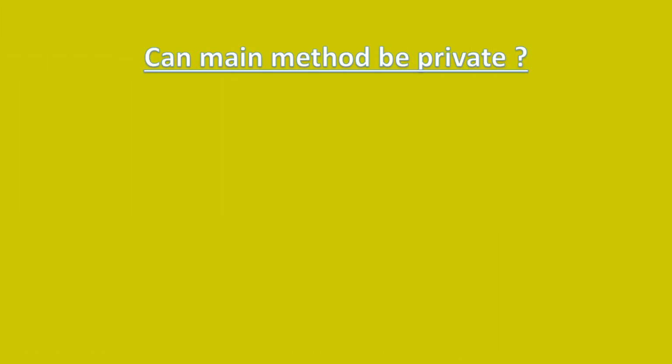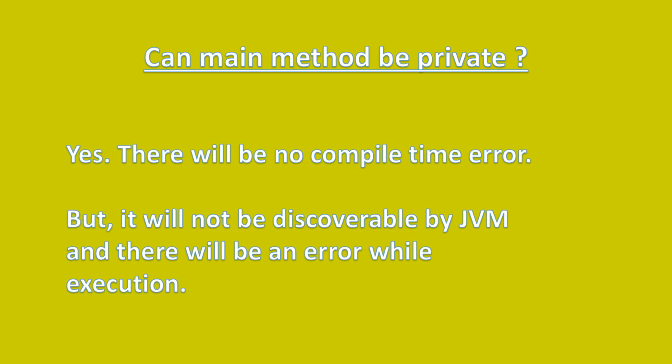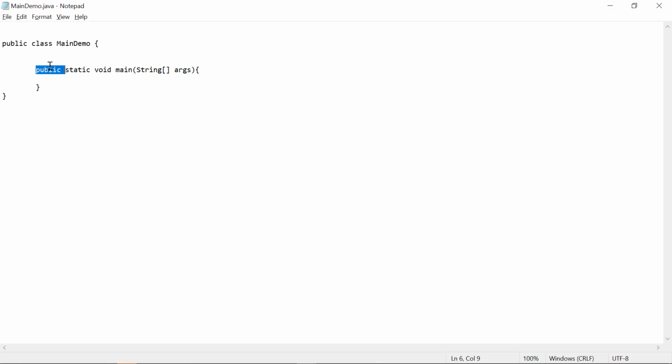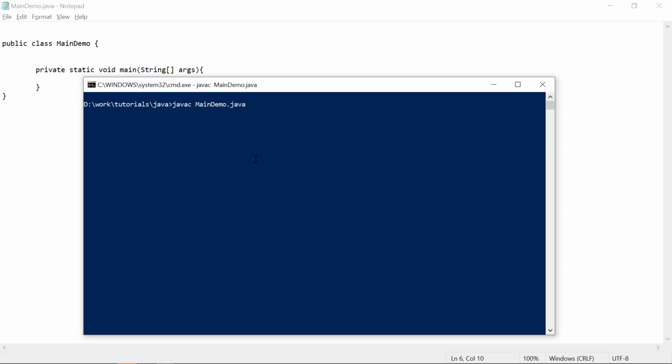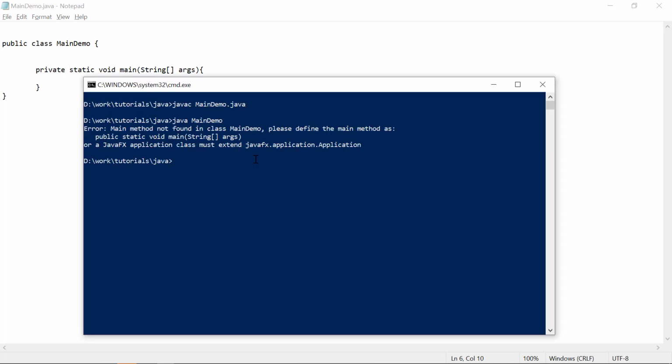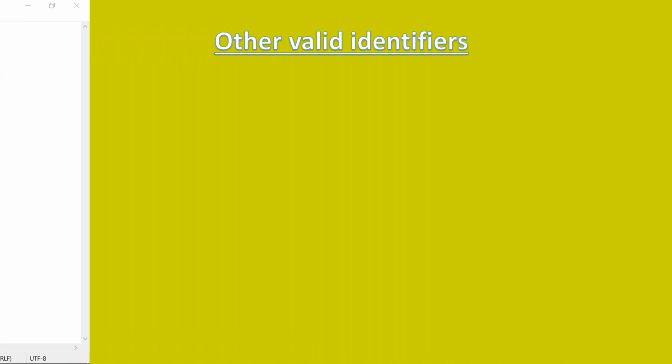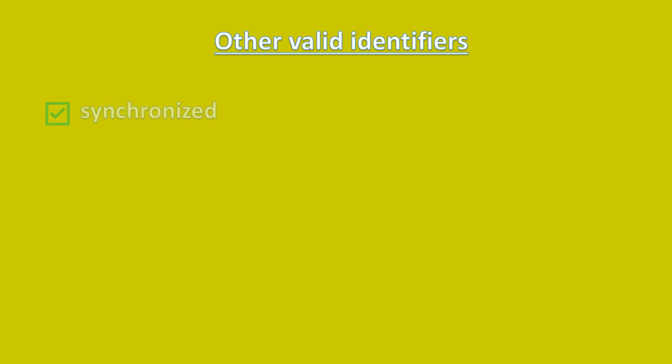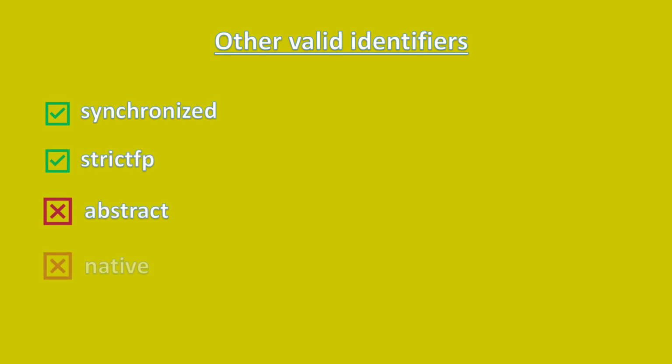Can main method be private? The answer is that if you make it private, then again there will be no compiler error, but it will never be executed since it will not be visible to JVM. Let us verify. Change this to private, compile and run it. Same error. Due to similar reason, main method cannot be non-static. What are some other identifiers that we can use with main method? Valid identifiers other than public and static are synchronized, strictfp. Invalid are abstract, native, volatile.